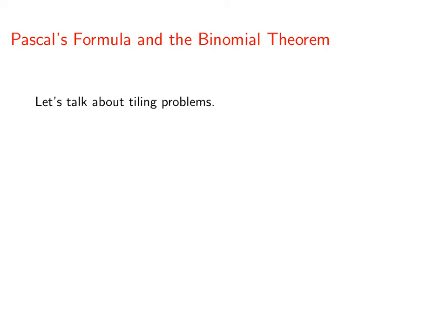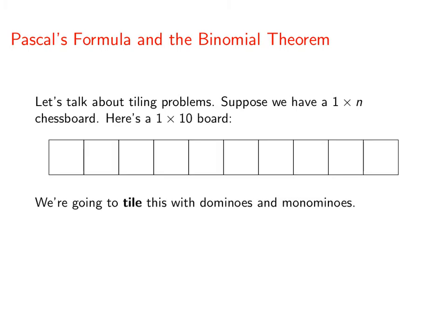Hello, discrete math fans. I'd like to talk about tiling problems. Now suppose we have a 1 by n chessboard. That's kind of a weird chessboard. It's only got one square in one direction and n squares in the other direction. This is a 1 by 10 board. And what we're going to do is tile this with dominoes and monominos.